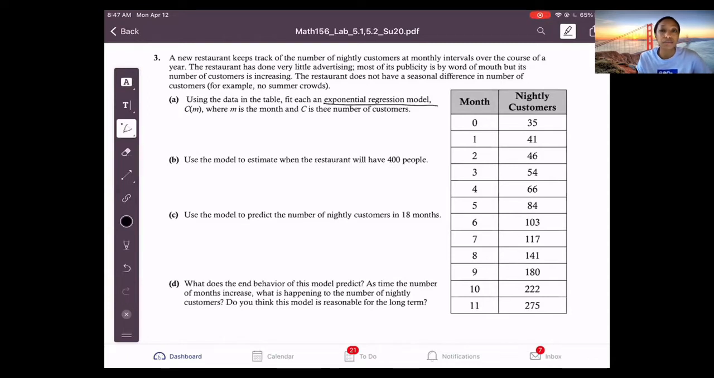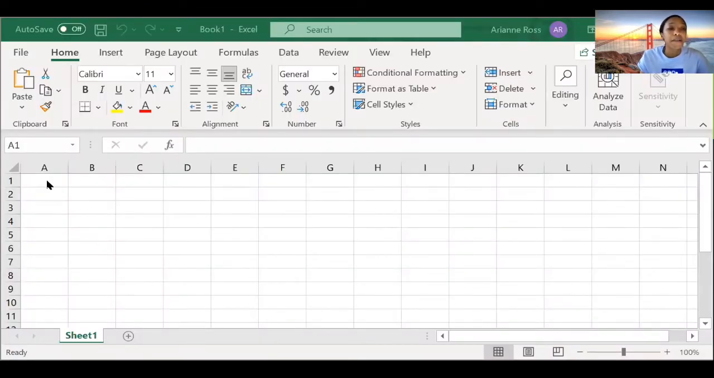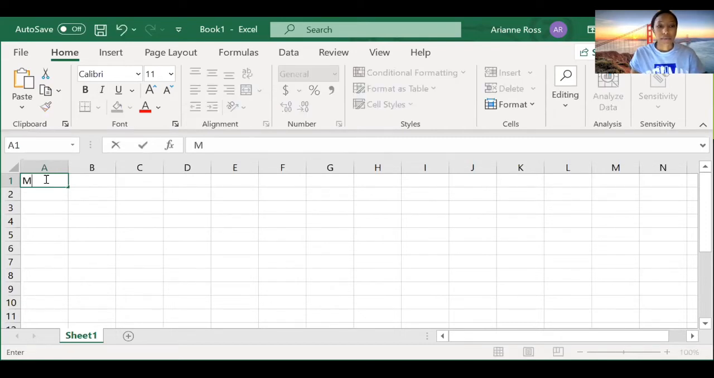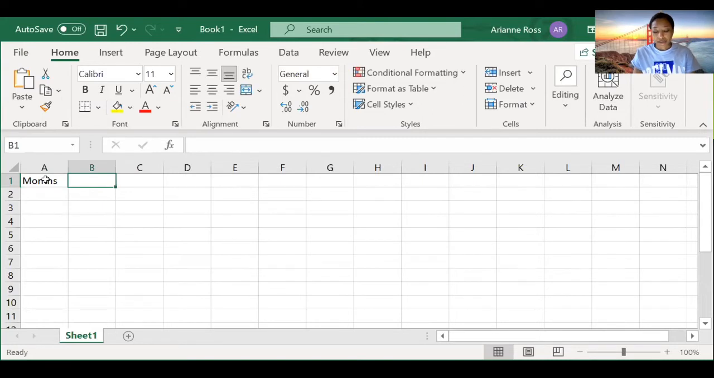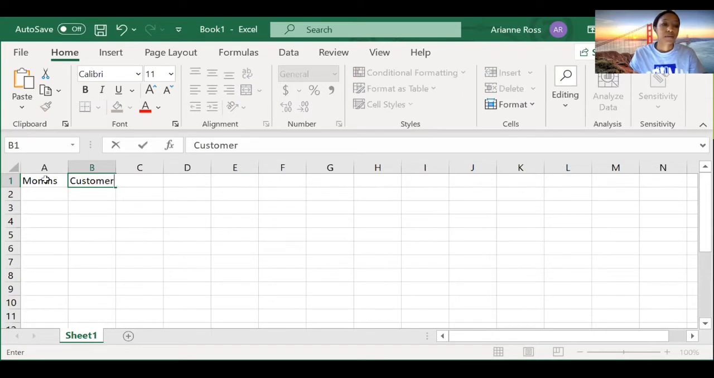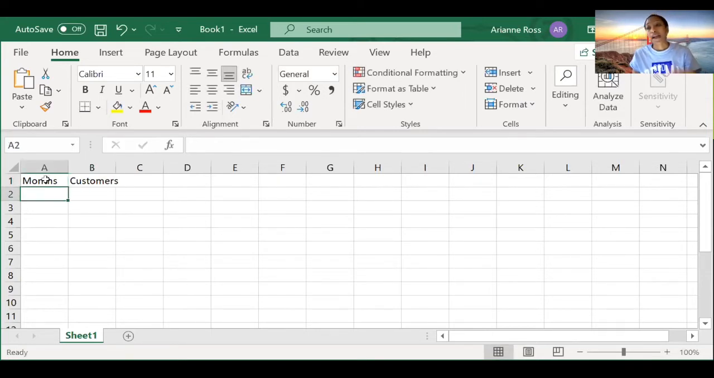We're going to do this in Excel. All right, so in Excel, basically you just want to write your inputs in one column, your outputs in another column. If you want your graph to have labels, you should put labels at the top of each column. So for us, the input was the month. So if we type in months here, and then the output was the number of nightly customers. So if we type in customers here, then when you graph your points, it'll label the x-axis and the y-axis. All right, for the months, we're going 0 to 11.